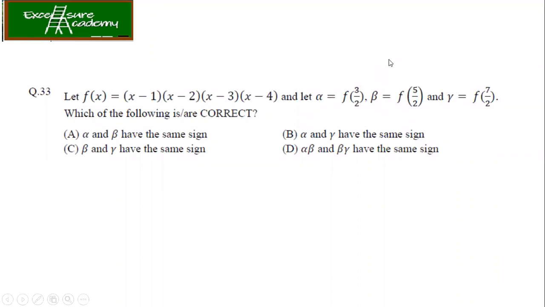Now let f of x be (x minus 1)(x minus 2)(x minus 3)(x minus 4), and let alpha be f of 3 by 2, beta be f of 5 by 2, and gamma be f of 7 by 2. Again, which of the following are the correct statements? Keeping this in mind, we need to calculate whether they have the same sign or not. When you talk about same sign, they are just asking whether alpha, beta, gamma all have the positive sign or the negative sign. When you put these values, you just need to know whether they are giving you the positive or the negative sign.